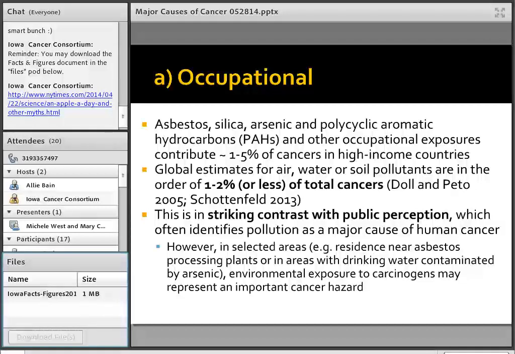Now, that's not to say that it's not a cause of human cancer or does not contribute to human cancer. There are selected areas, for example, residents near asbestos processing plants in the past, or drinking water that's heavily contaminated by arsenic. That environmental exposure may represent an important cancer hazard, but is quite rare.